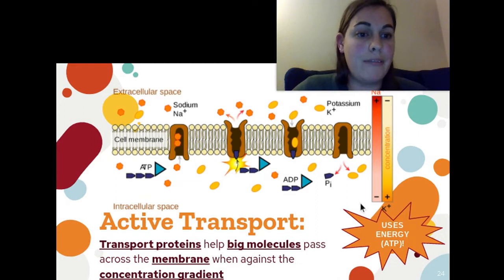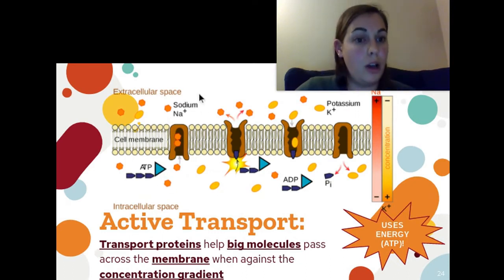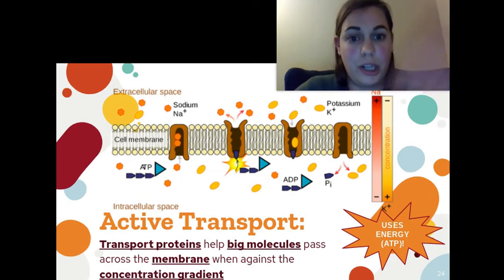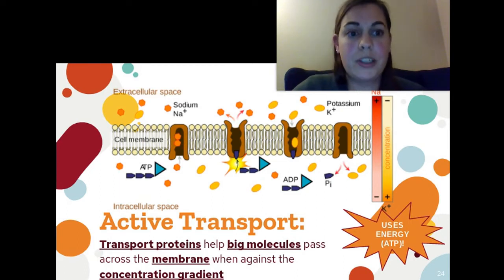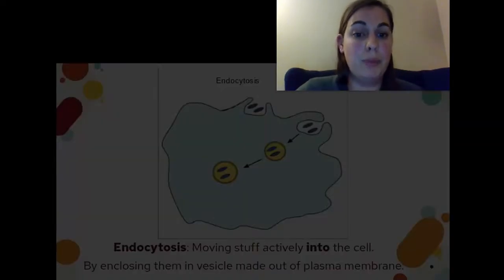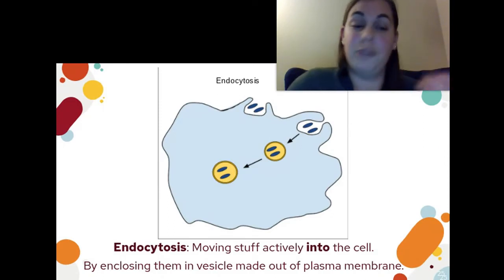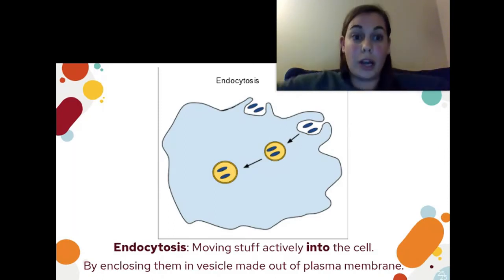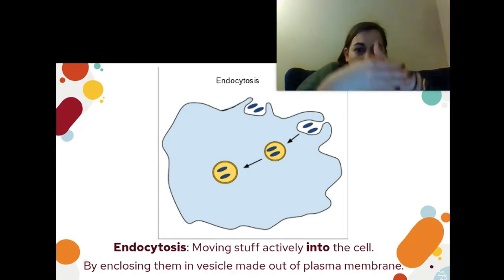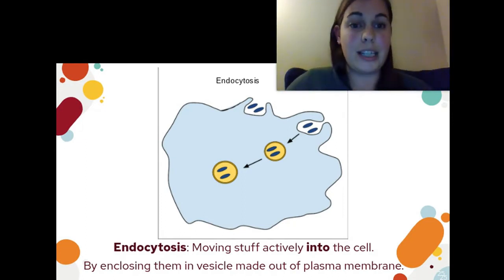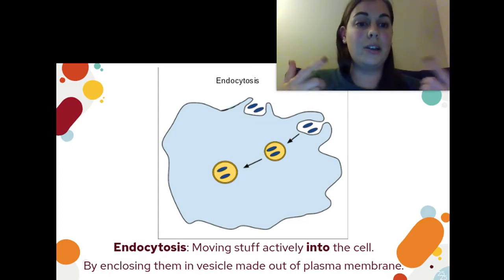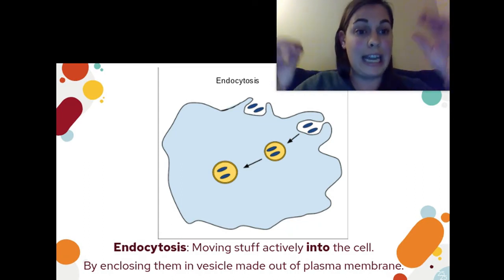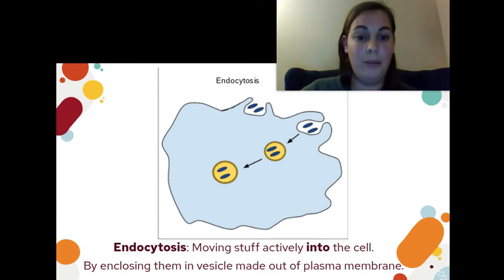So if we look, we have a high concentration of sodium, these little orange hexagons, and we're moving from low to high against the concentration gradient. Some of the ways this happens is with bulk transport. So when a cell needs food or nutrients, it will engulf the food and pull it in. That's something that takes a lot of energy. That is called endocytosis. It's moving stuff actively into the cell, and it encloses around and pulls it in.